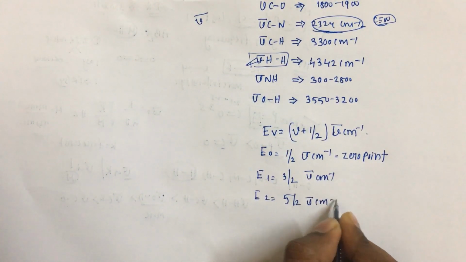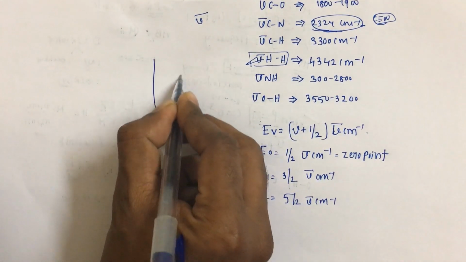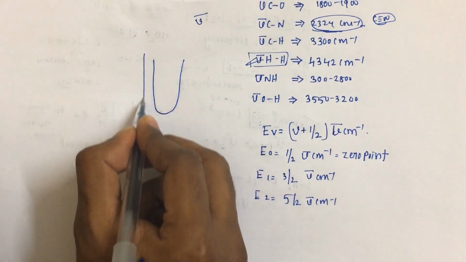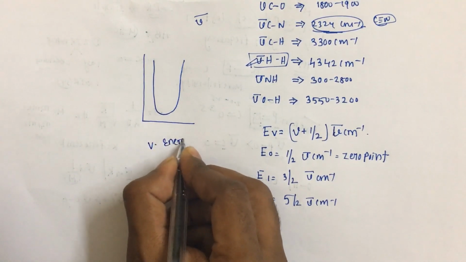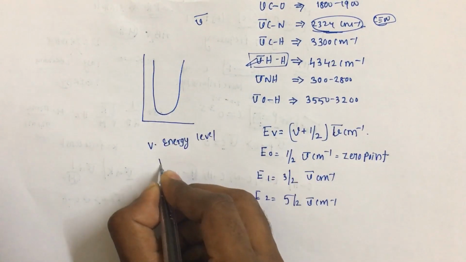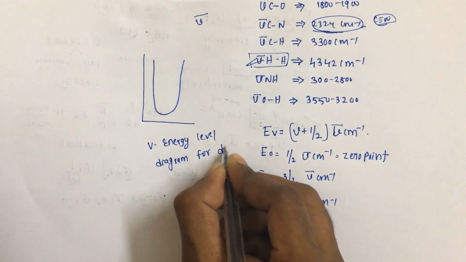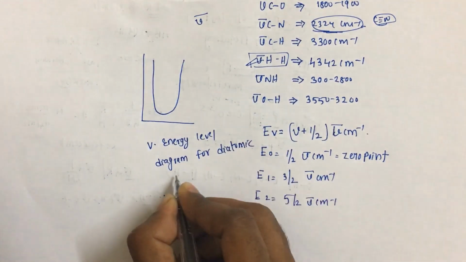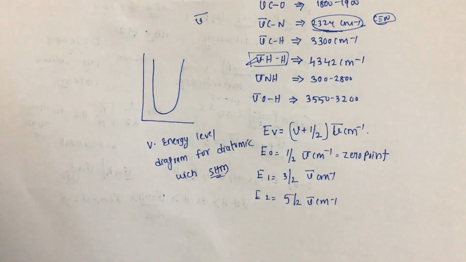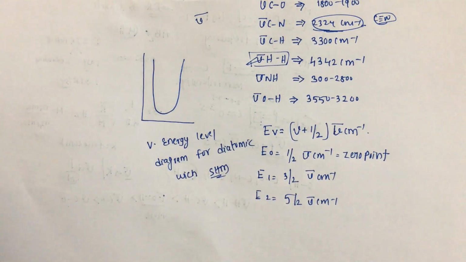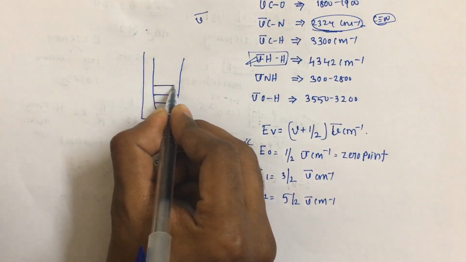Here we have to remember a few points. It's very important. This is the vibrational energy level diagram for a diatomic molecule undergoing SHM, simple harmonic motion. Here the spacing between the energy levels will be the same.